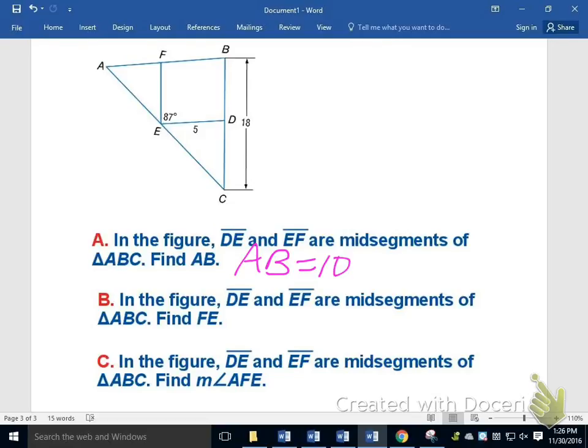Moving on to part B. Find FE. Well, if I look at FE, it's a midsegment. The segment of the triangle it's related to is segment BC. Since segment BC is 18 units long, FE needs to be half of it, so it will be 9 units long.